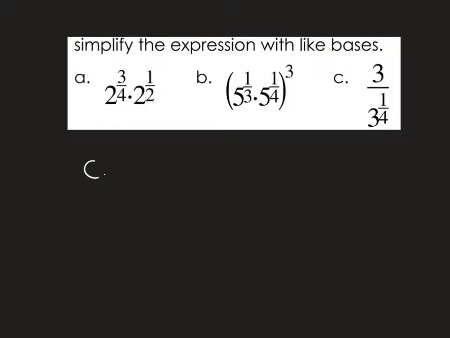For our last problem, we have 3 divided by 3 to the 1/4. Technically this is 3 to the 1st power, so I'm going to convert that to 4/4 so that I can apply my exponent rules of subtraction when I'm looking at division of like bases. So that's going to be 3 to the 4/4 minus 1/4, which is 3 to the 3/4. Done.